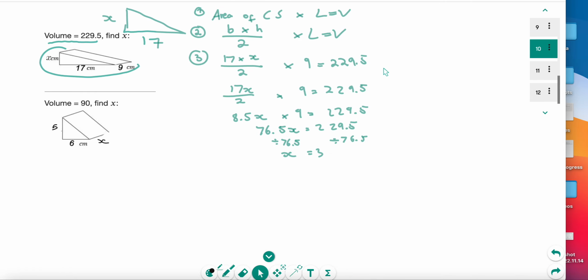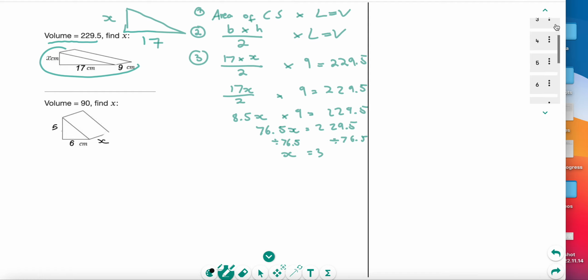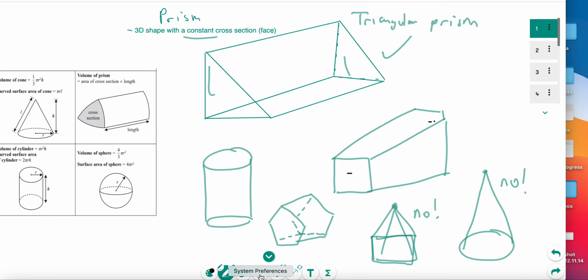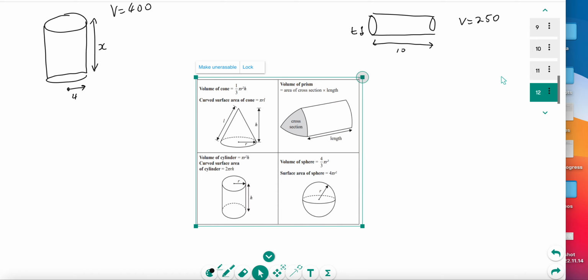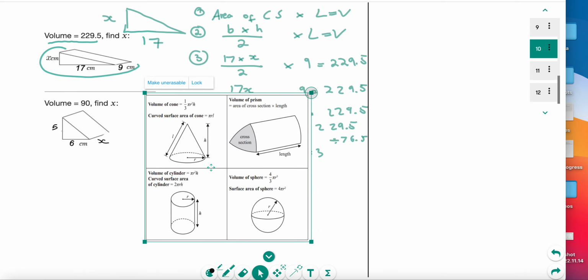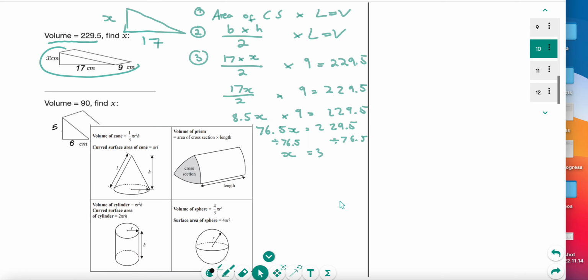So step one, I copied out the formula for volume of a prism, which is area of the cross section times length equals volume. And you can see that it's in your formula sheet. Volume of a prism is area of the cross section times by the length.